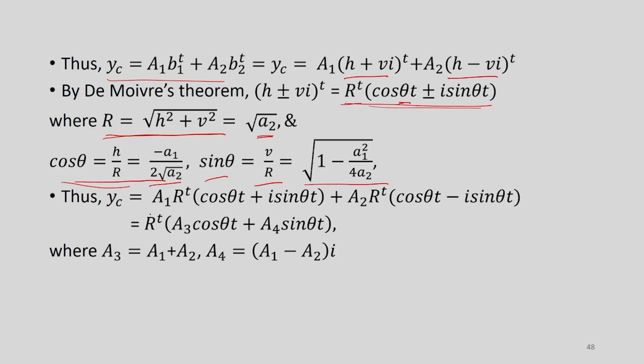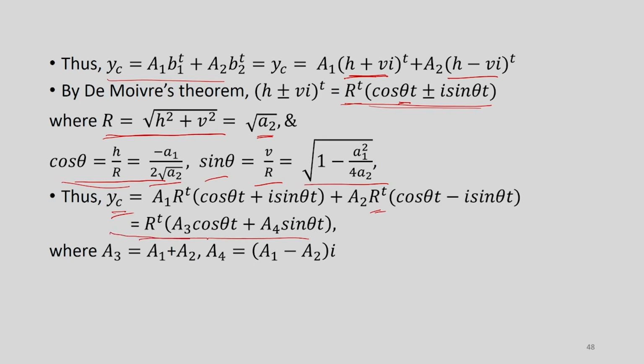Okay. Now, since this is known, then in yc, in place of h plus vi to the power t, I can put r to the power t multiplied by cos theta t plus i sin theta t. In place of h minus vi to the power t, I can put r to the power t multiplied by cos theta t minus i sin theta t, and this simplifies to be r to the power t multiplied by a3 cos theta t plus a4 sin theta t, where a3 is equal to a1 plus a2 and a4 is equal to i multiplied by a1 minus a2.